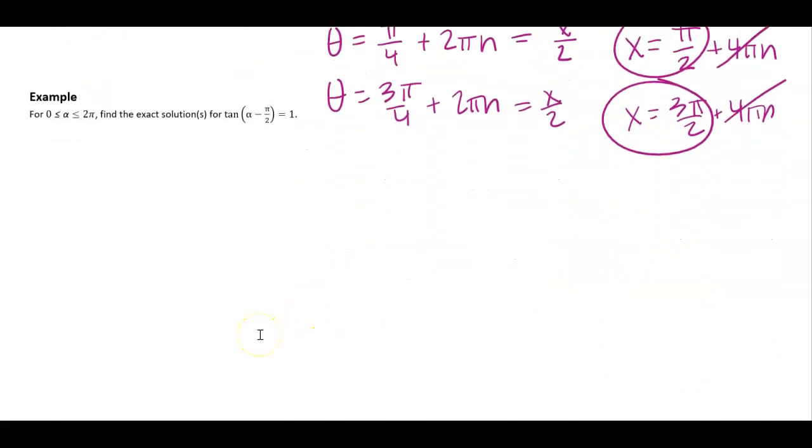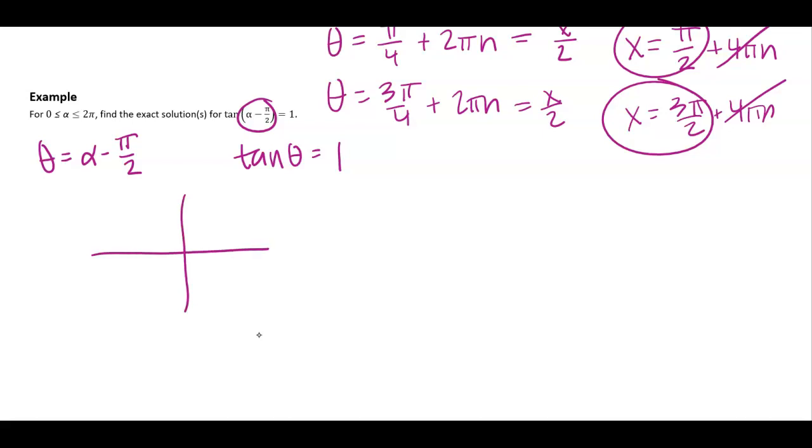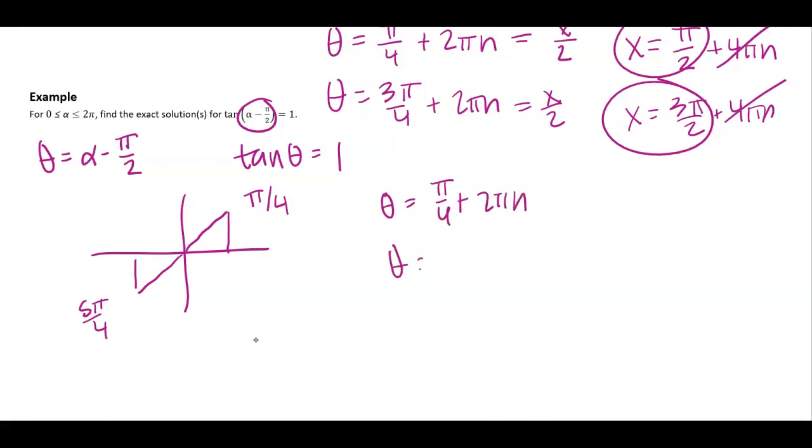All right, one more. We have alpha minus pi over 2 on the inside, so I'm going to let that be equal to theta, and then solve this for theta. So where is tangent of theta equal to 1? Well, that is going to happen whenever I have a triangle where the side lengths are the same. So that's at pi over 4 and 5 pi over 4. And then again, it happens every pi rotations. Or not pi, sorry, 2 pi n rotations.